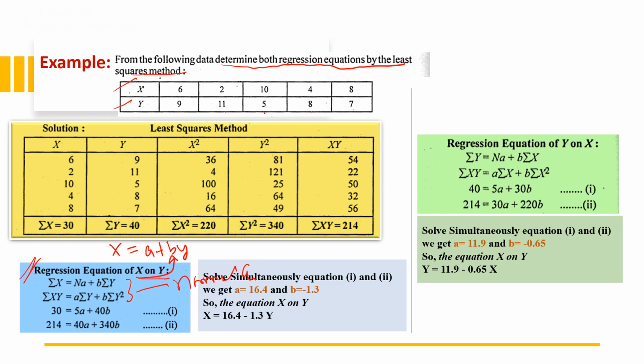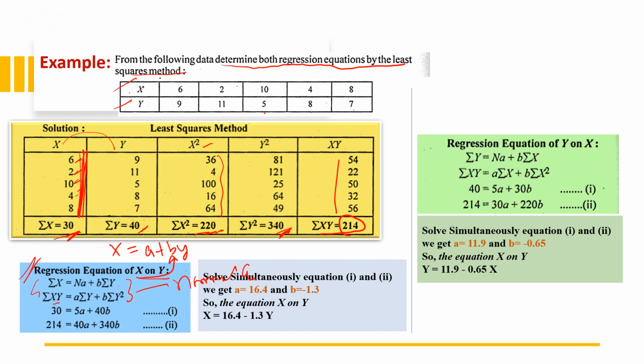So we write the normal equations: summation x = na + b summation y, and summation xy = a summation y + b summation y square. We have to find summation x and summation xy. Summing all the data of x, we get summation x is 30, summation y is 40. After taking the square of each data and summing, we get summation x square is 220, and in a similar manner summation y square is 340. Multiplying x and y and taking the summation, we get summation xy, which is 214.